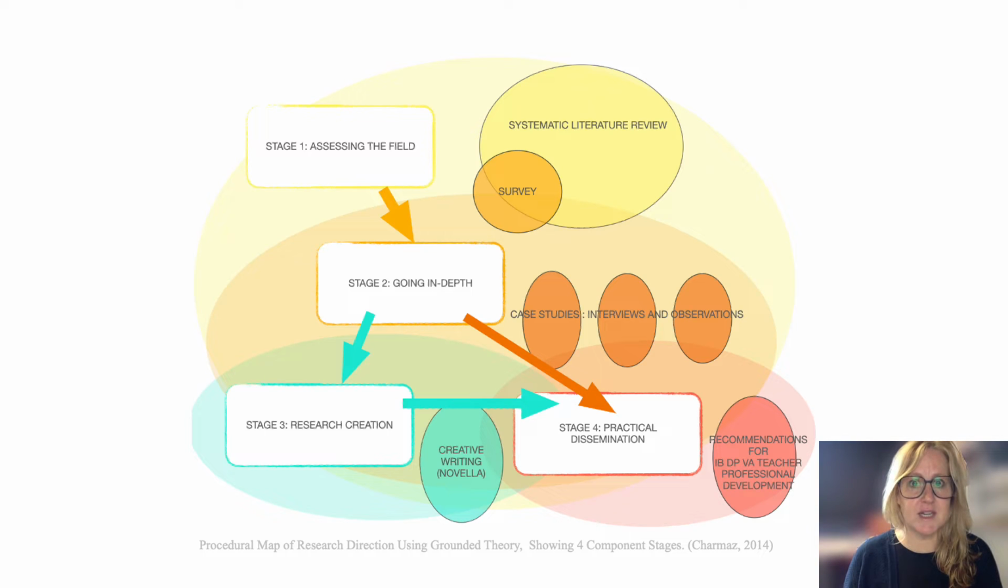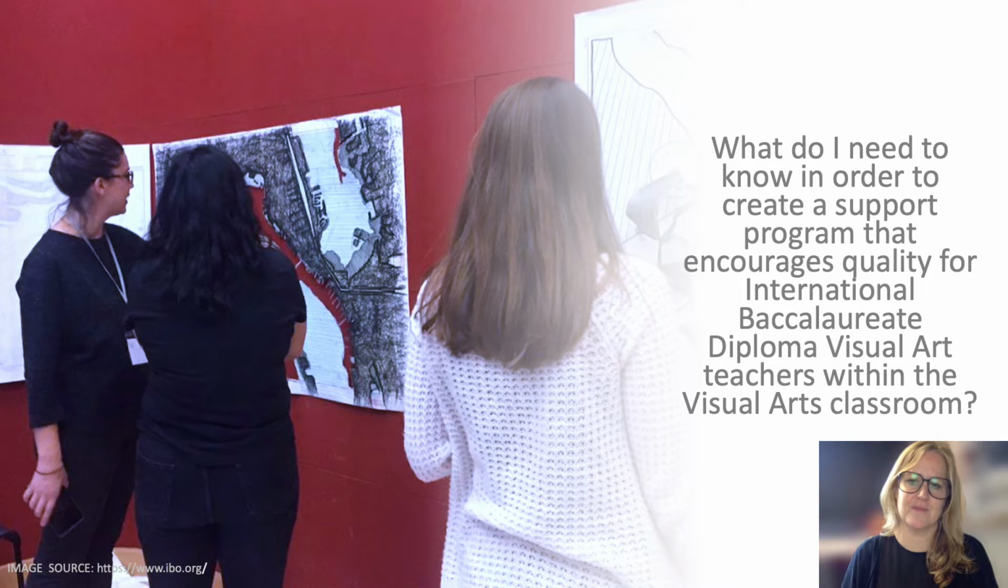During the course of my study, I will be employing both quantitative and qualitative methods. I am using the grounded theory approach, which treats research as construction. I am currently at stage 1, assessing the field. To begin my studies, I first need to define what is quality for visual arts teachers. I am looking at how it is defined within relevant literature, how it is defined by the IB, and what may be implied within hidden curriculum.